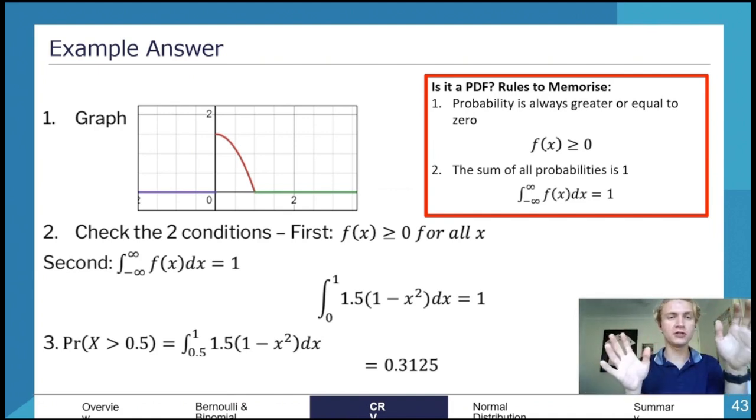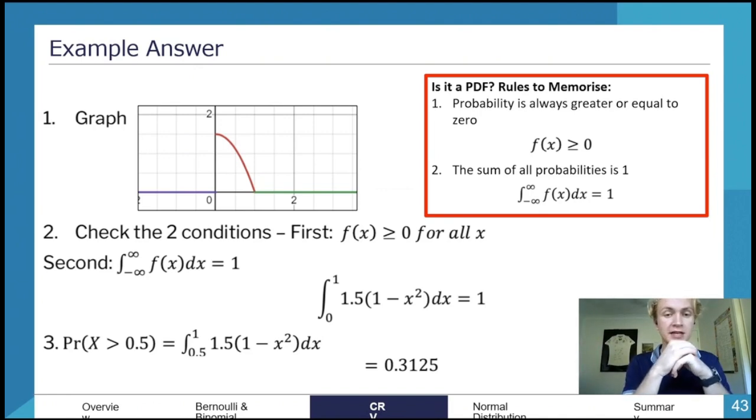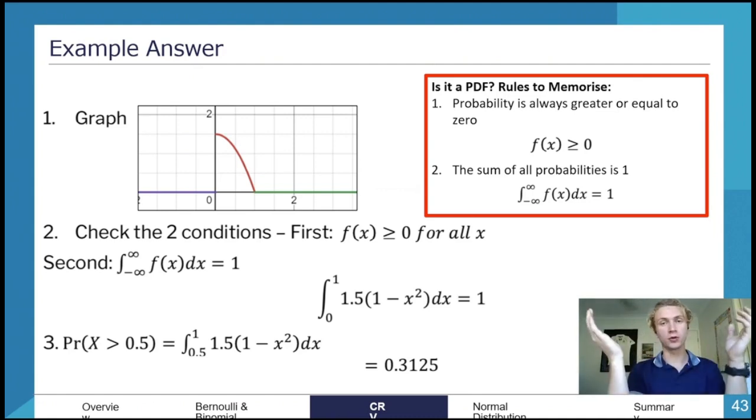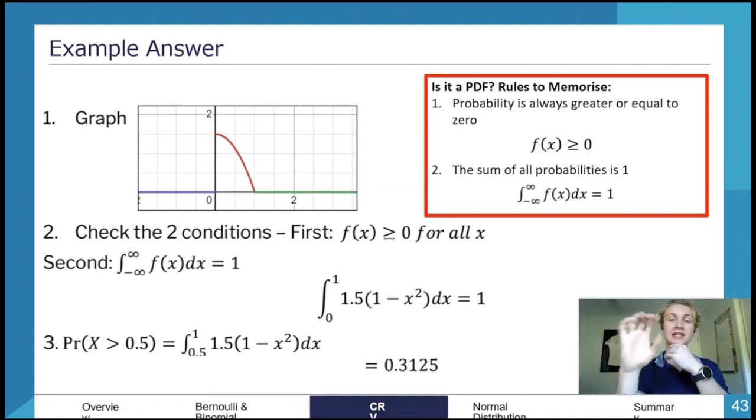So we're only interested in the lower and upper bounds here, between 0 and 1, where this function is actually greater than 0. So we integrate between 0 and 1 of 1.5 times (1 take x squared) dx, which equals 1. You'll find that the integral does indeed equal 1, and it's not too difficult an integral to do, if you are caught up on your integrals. As you can see, we're applying integrals here. You need to know your integrals. Also, you need to memorize that.